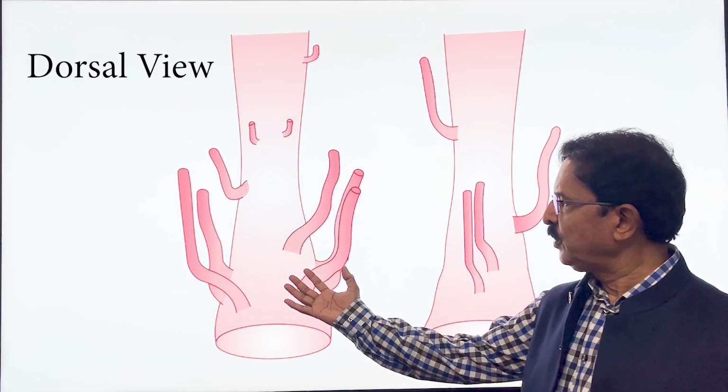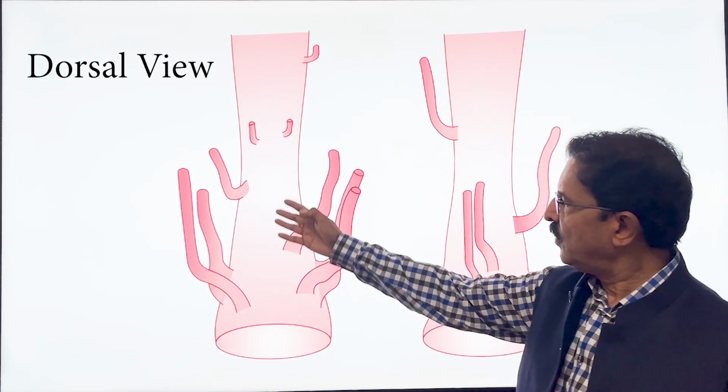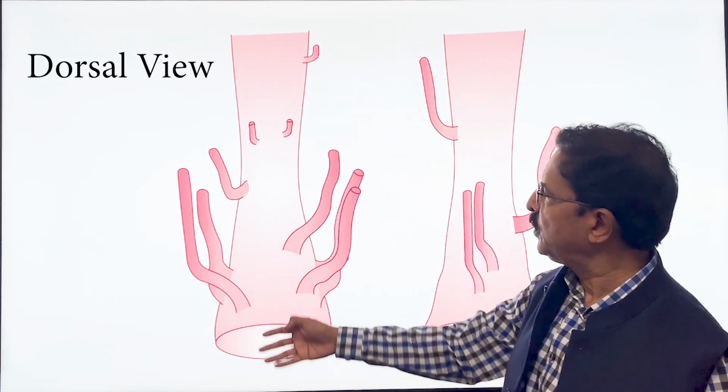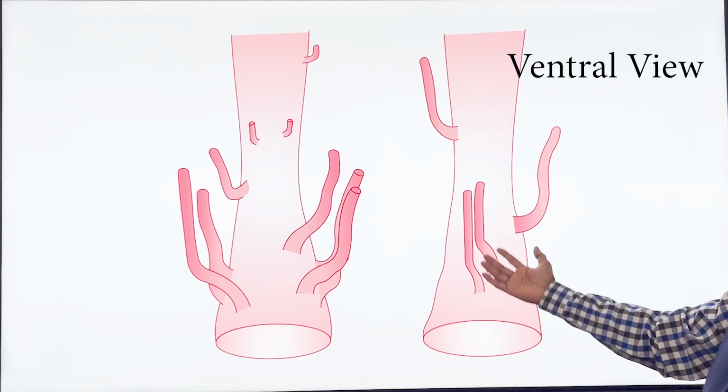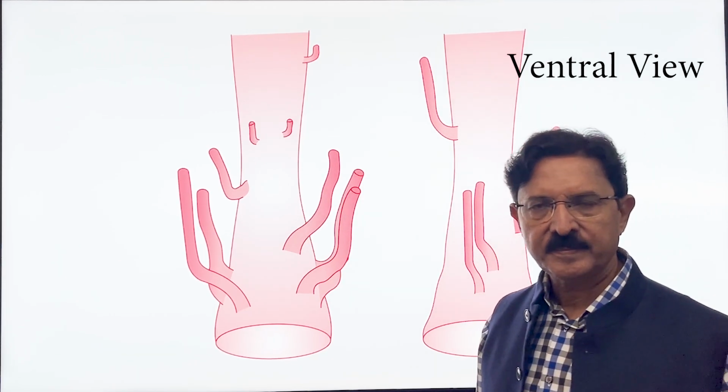this is the dorsal view of the urethra where you see many ducts opening inside the urethral lumen. This whole tube is urethra. And this is the ventral view where you see less number of ducts opening in the urethra.